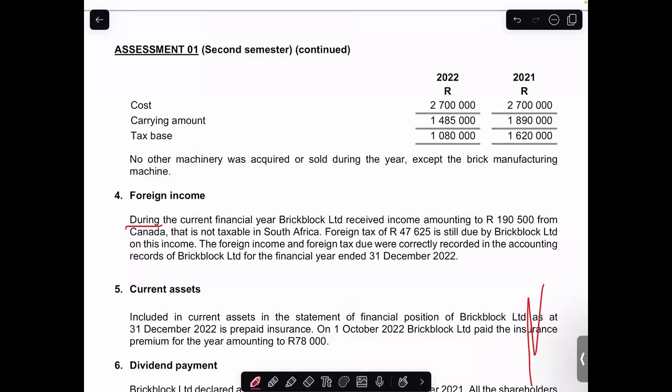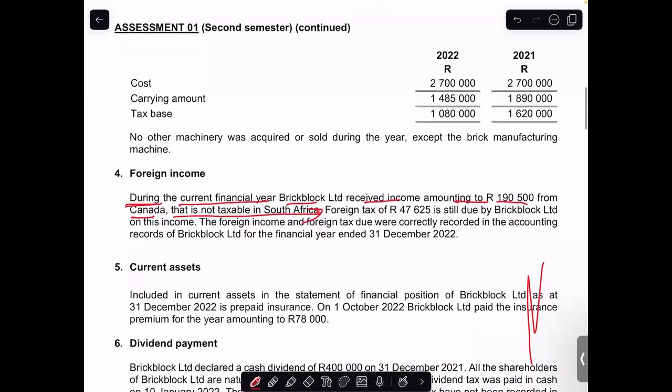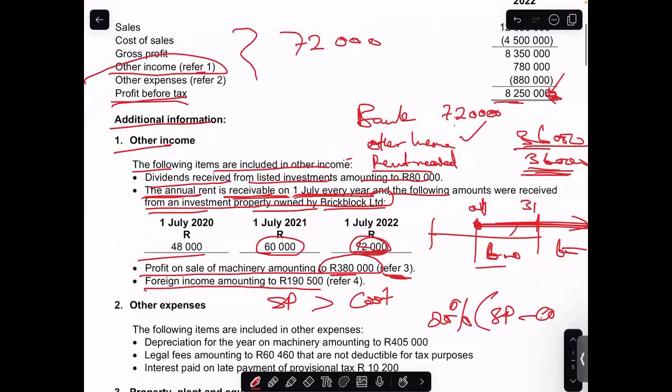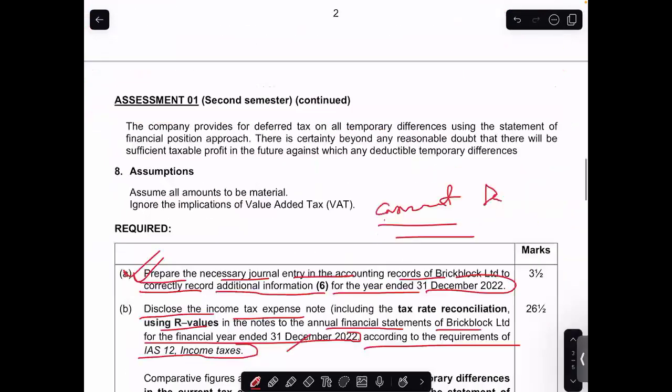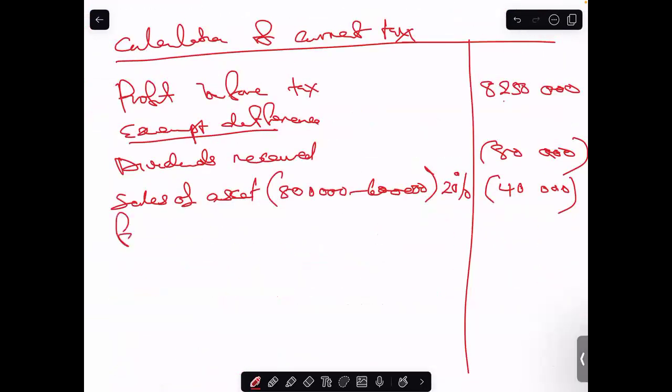So let's hear the story. During the current financial year, Brick received income amounting to 190 from Canada. That is not taxable in South Africa. They have said to us it's not taxable in South Africa. So no need to go further. So let's deduct it. 190,500. We have minus foreign income received, 190,500, like this. We're taking it out.